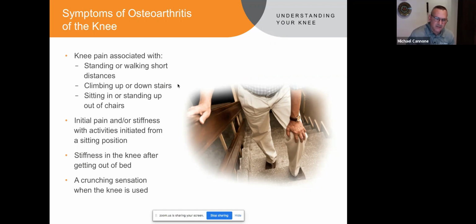And then the other thing that you may notice is a crunching sensation when the knee is being used. That's the compression of uneven joint surfaces or cartilage breaking off in the knee.